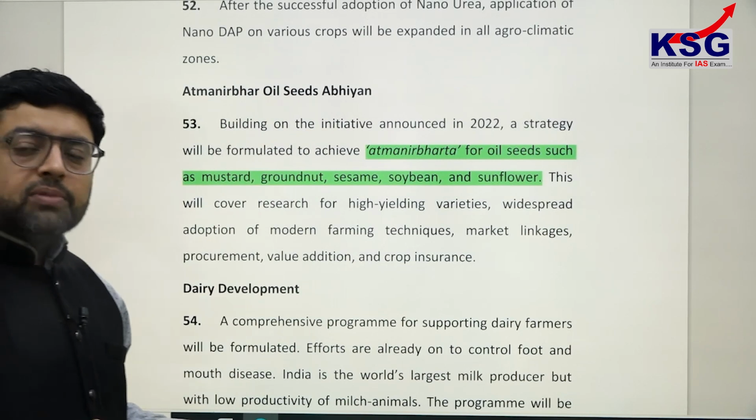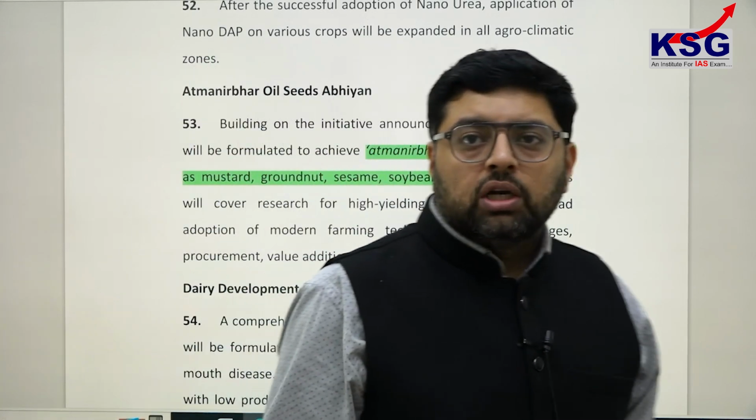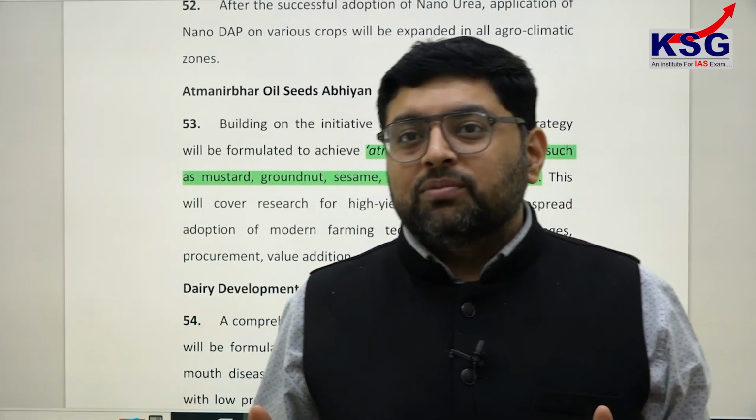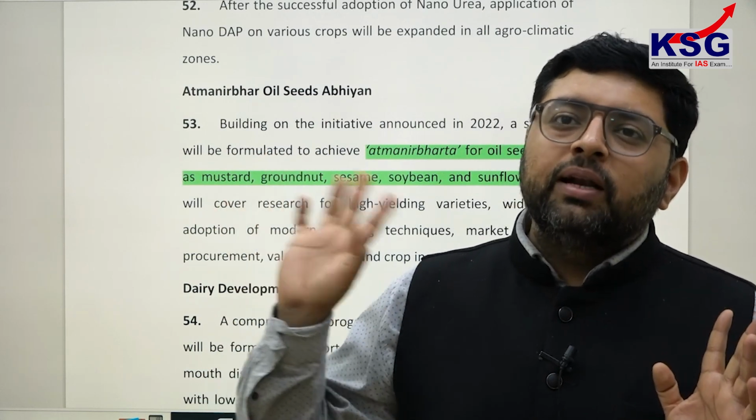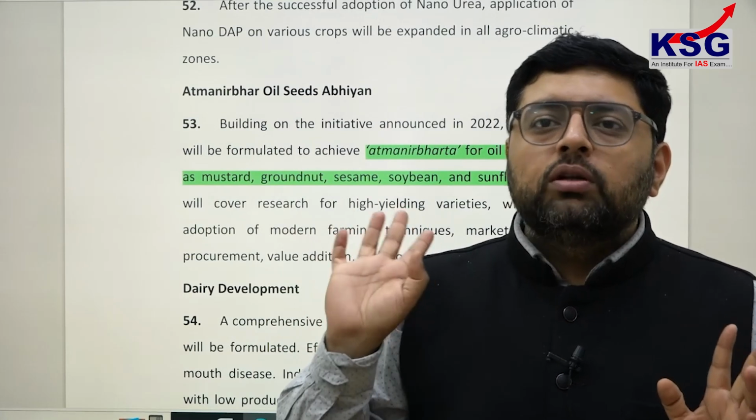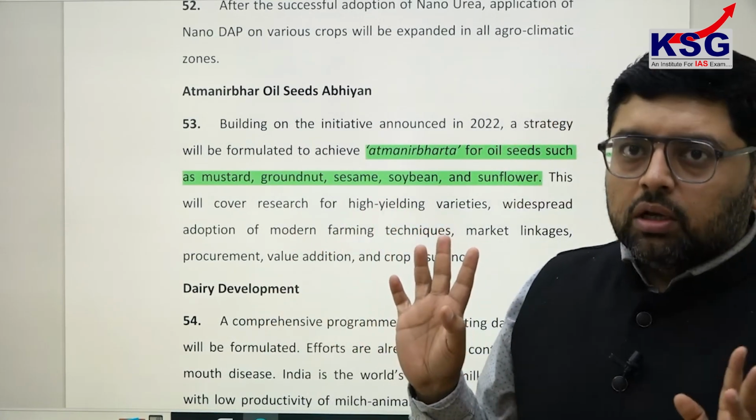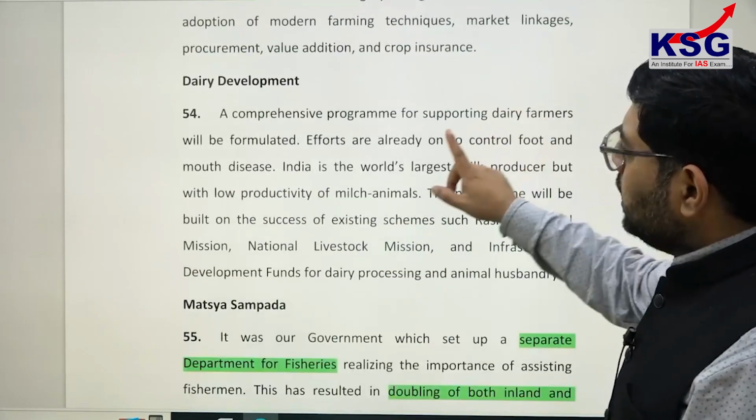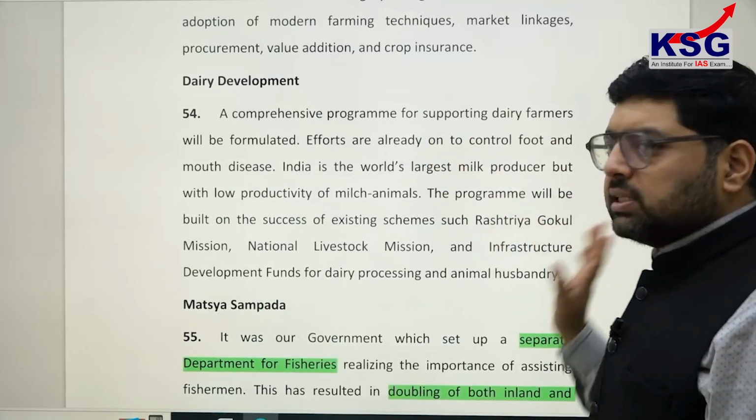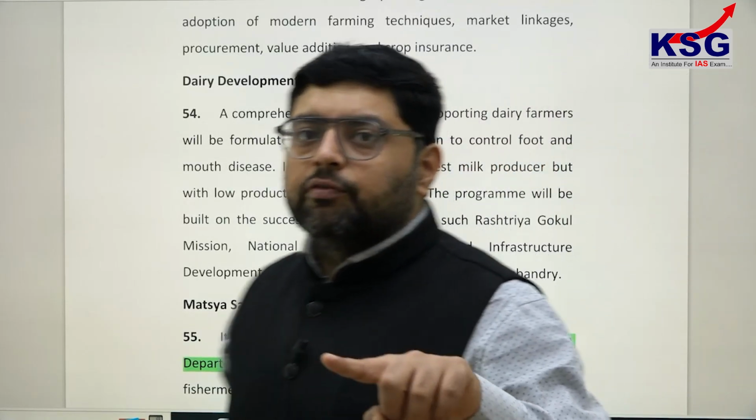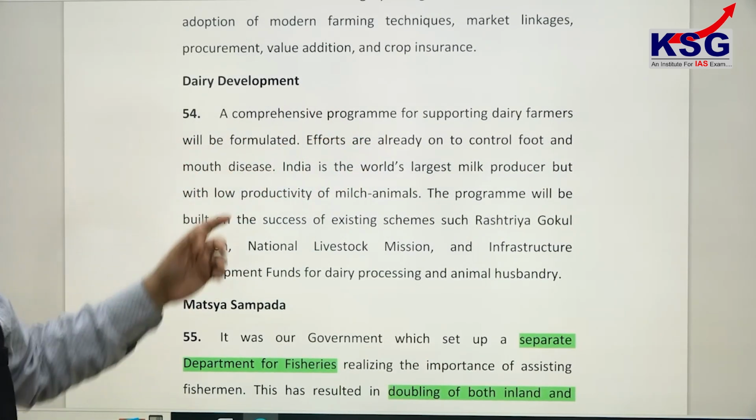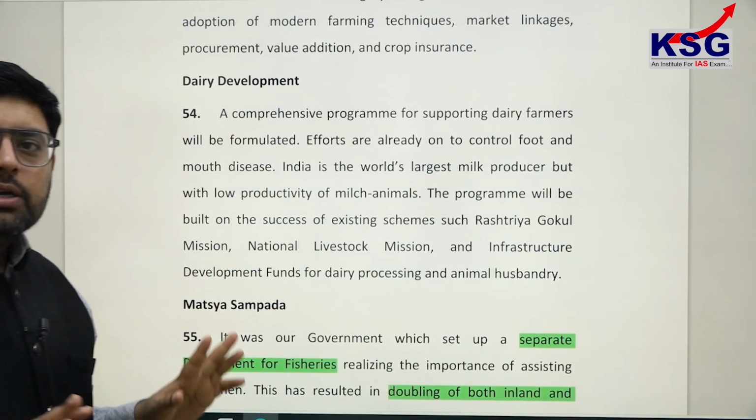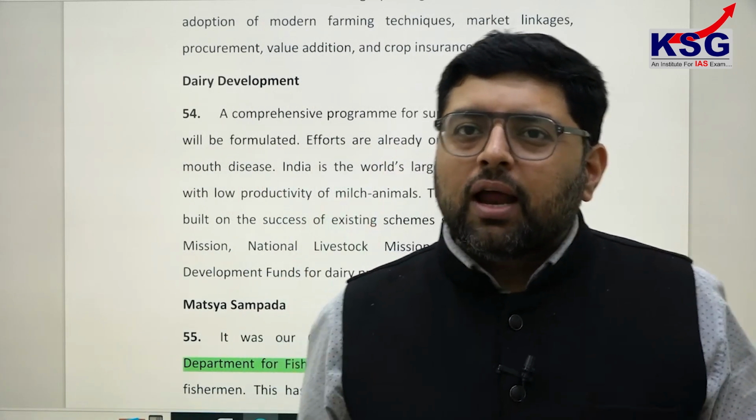If we become self-sufficient, it will be a solution to two major problems. Number one, inflation, because we are dependent on imports. And number two, import, so our import bill will get reduced. Now similarly, dairy development. The government says that we will come out with a comprehensive program that will support dairy farmers. Some scheme will be formulated, but right now it is too early to say what the scheme will be, so we all have to wait.